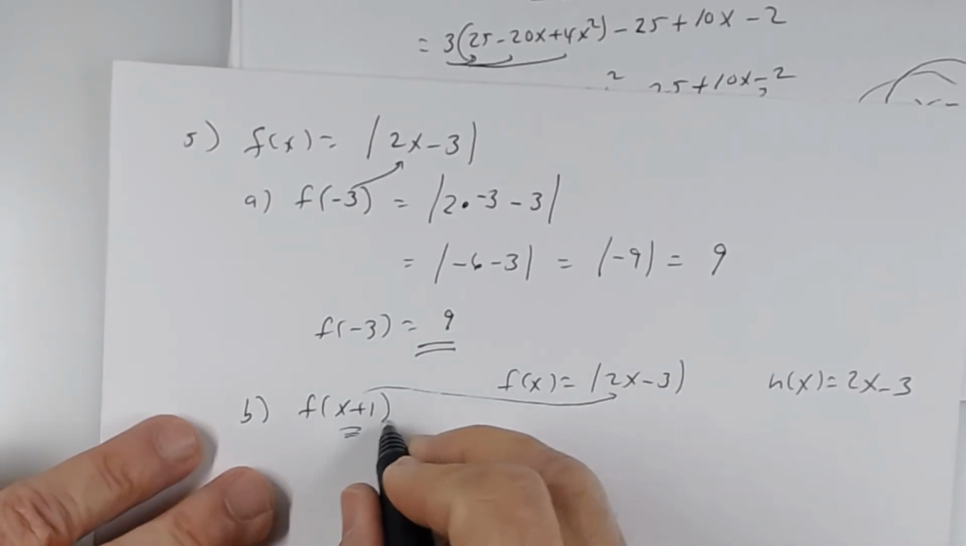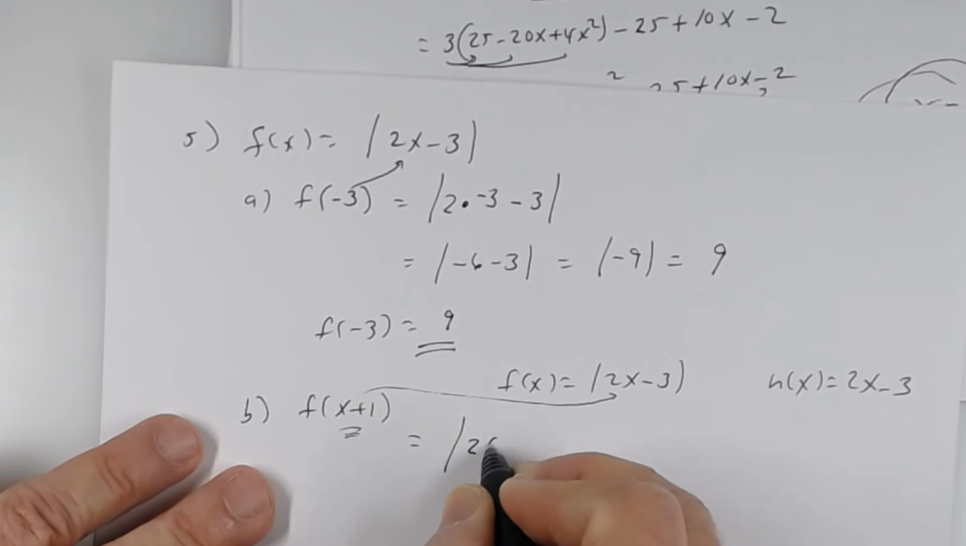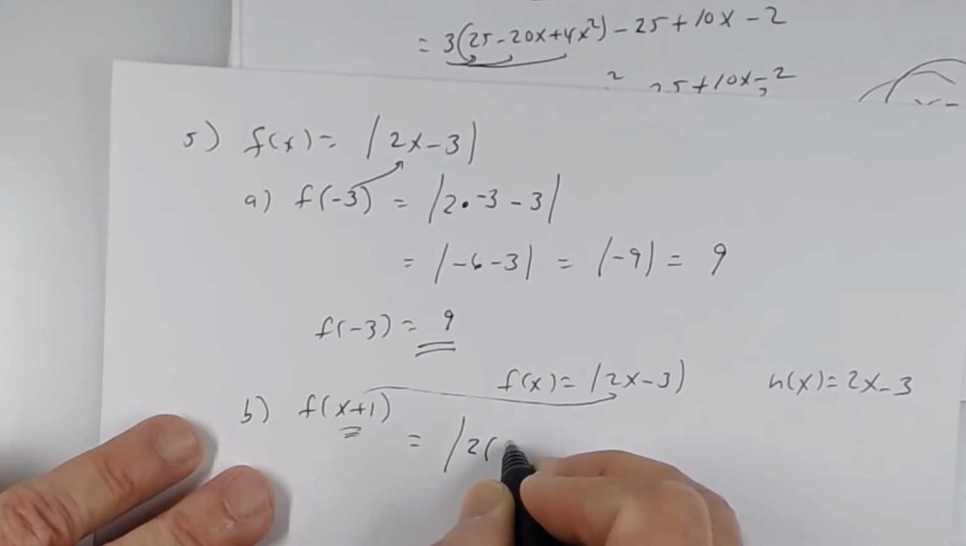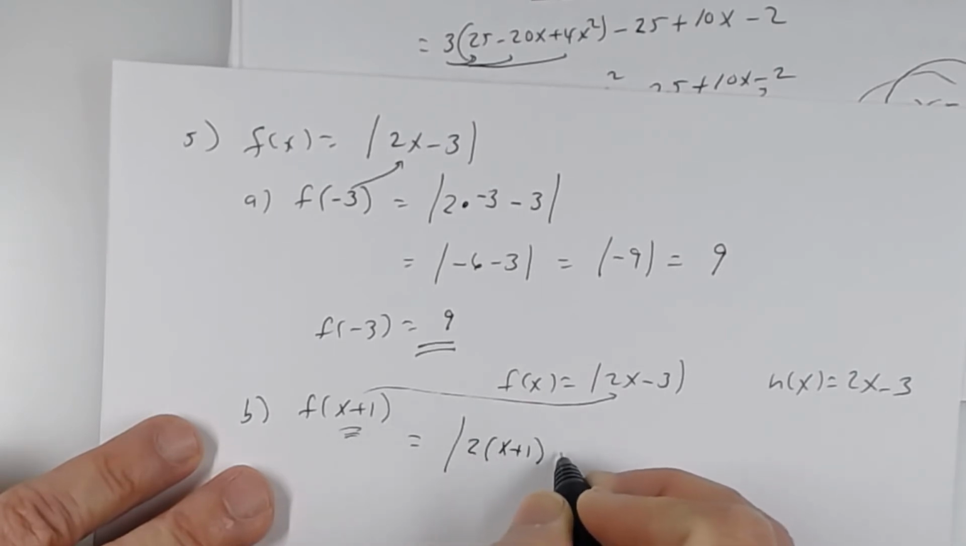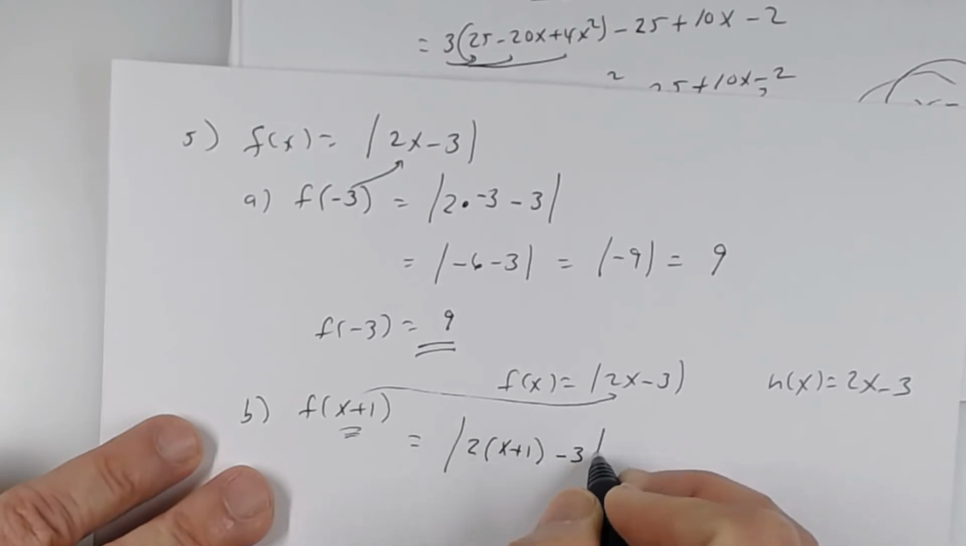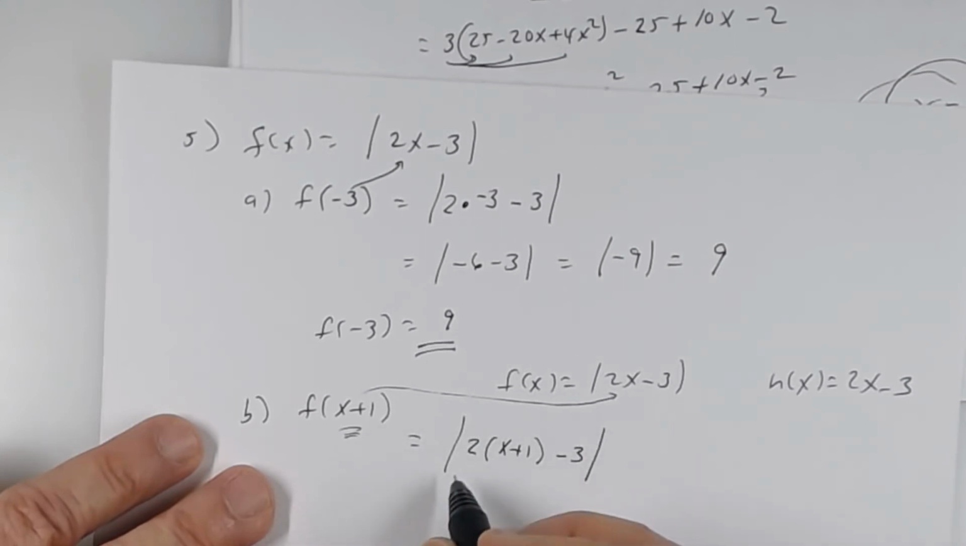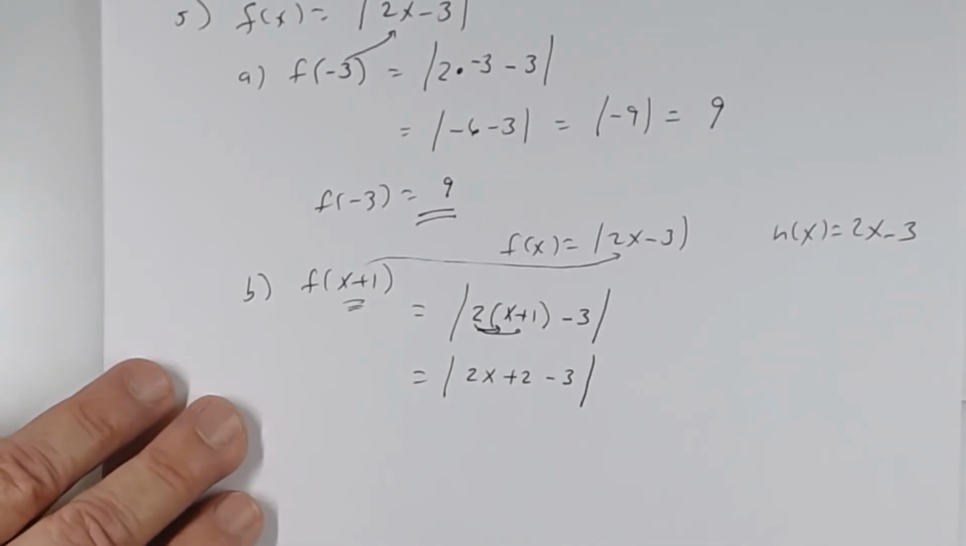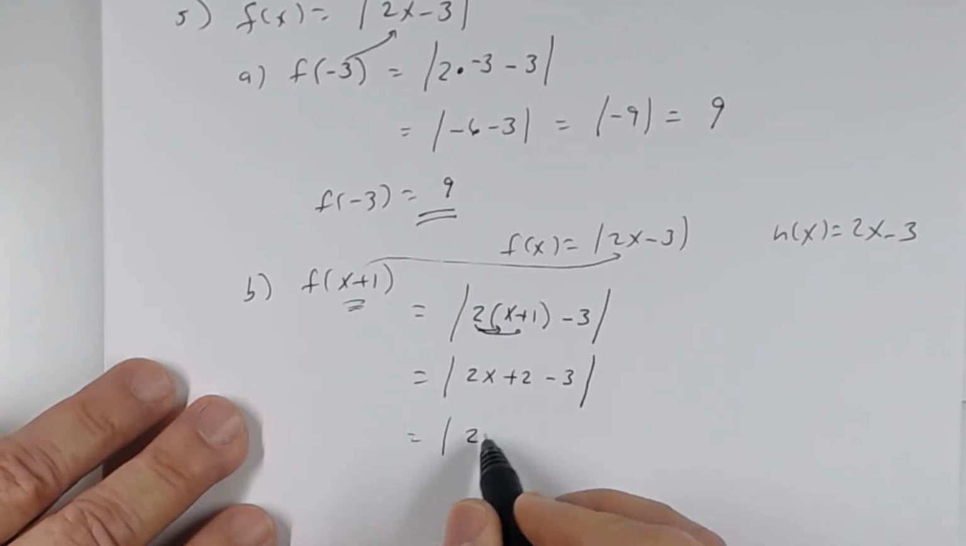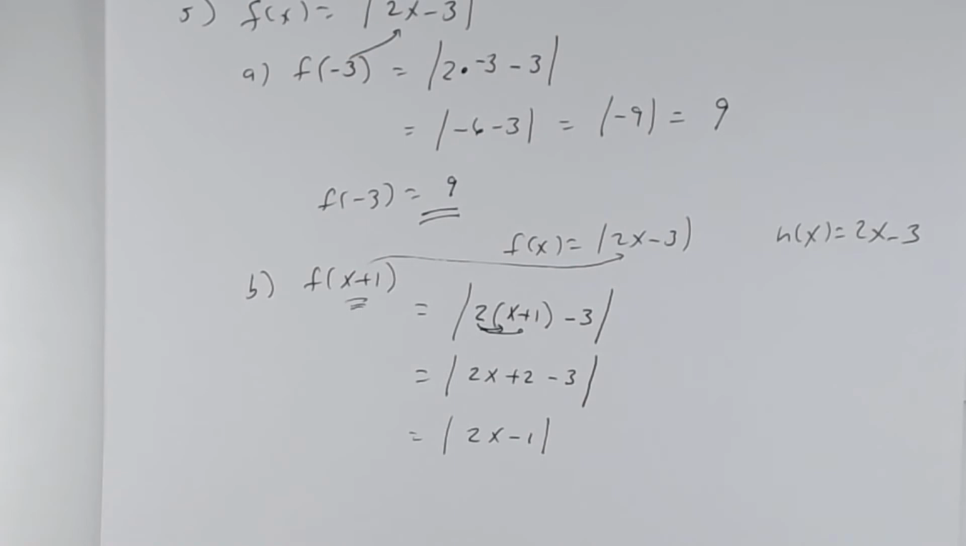So I get f of x plus 1 will equal the absolute value of 2 times, in parentheses, what do I substitute? X plus 1. Whatever that is, I'm going to subtract 3. Okay? Distribute. I get the absolute value of 2x plus 2 minus 3. Simplify what's in the absolute value bars. I get the absolute value of 2x minus 1. Now that's where I'm at. Okay?